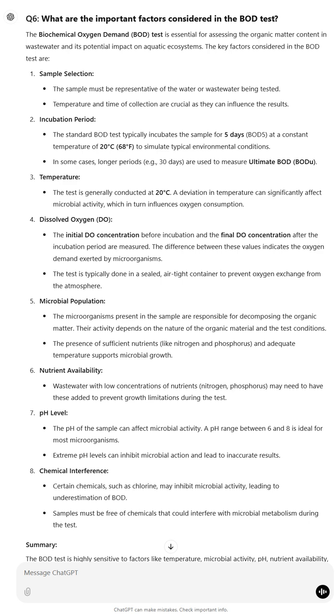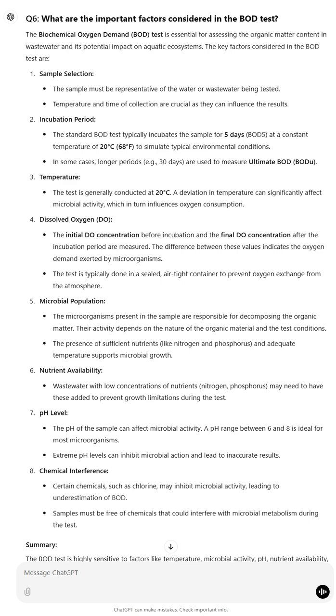2. Incubation period. The standard BOD test typically incubates the sample for 5 days, BOD5, at a constant temperature of 20 degrees Celsius, 68 degrees Fahrenheit, to simulate typical environmental conditions. In some cases, longer periods, e.g., 30 days, are used to measure ultimate BOD, BODU. 3. Temperature. The test is generally conducted at 20 degrees Celsius. A deviation in temperature can significantly affect microbial activity, which in turn influences oxygen consumption.